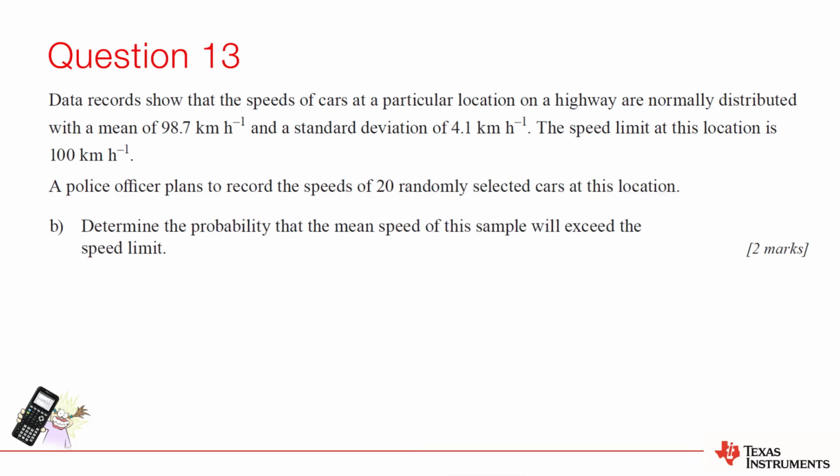Part B wants to know the probability that the mean speed of this sample will exceed the speed limit. This section refers to the sample mean, not the likelihood of an individual vehicle, but the likelihood of the sample mean.